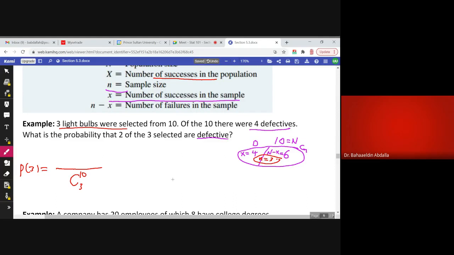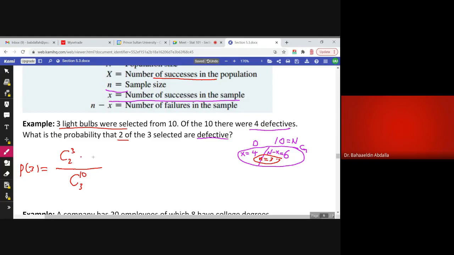Now, what is your experiment? You need to select these 3 bulbs from good bulbs and defective bulbs. So what do you want to do? In this example, I want to select 2 defectives out of the 3. So you start by selecting 2 of the defectives. In how many ways can you select 2 of the defectives? Well, 3C2 will give you the number of ways.